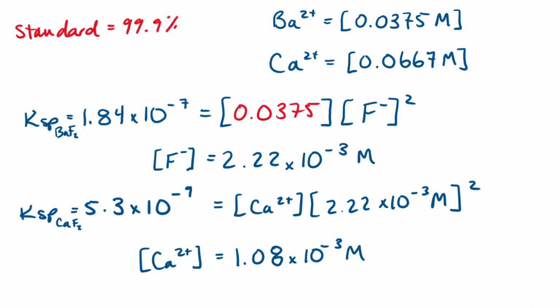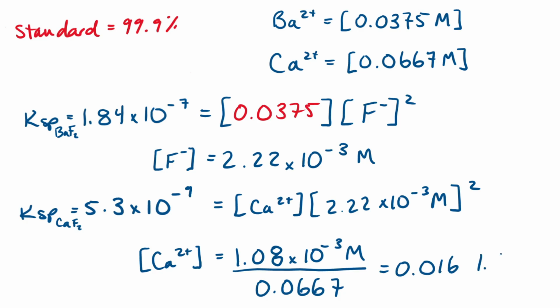To check if separation is complete, we need to see what percentage of the calcium we extracted from the solution. So the amount remaining, divided by the amount we started with, is 0.016, or 1.6%. That gets most of the calcium, but we're still short of our 99.9% target.